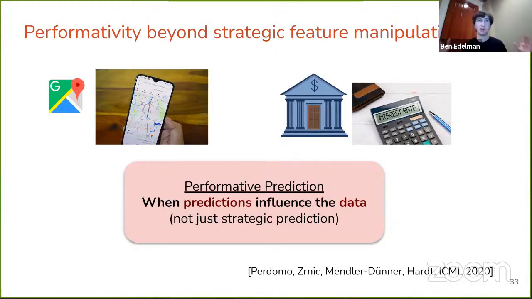Another example is this interest rate example. Let's say a bank decides what type of interest rate to offer a loan applicant. Maybe they offer a high interest rate because they think the applicant is not that likely to repay the loan. Well, by giving a higher interest rate, this may in itself make it harder for the person to repay the loan, thereby changing the data as well. So this performative prediction setting is a generalization of strategic prediction that studies any case in which predictions can influence the data.